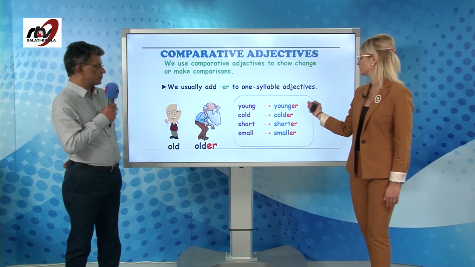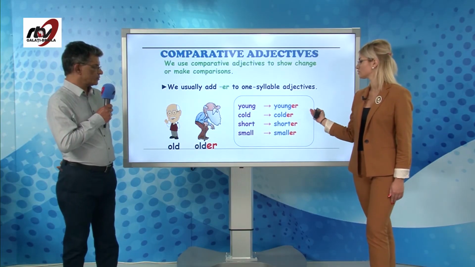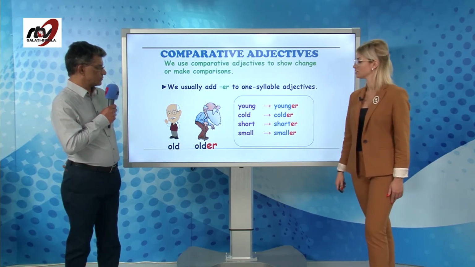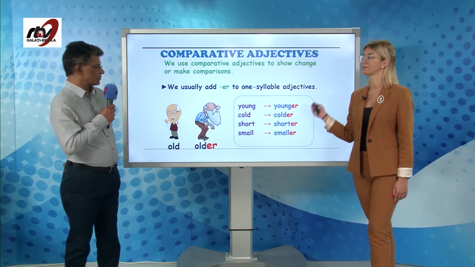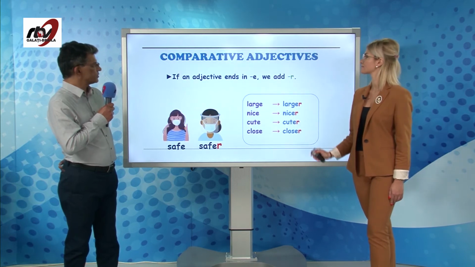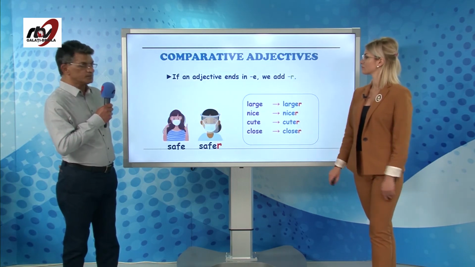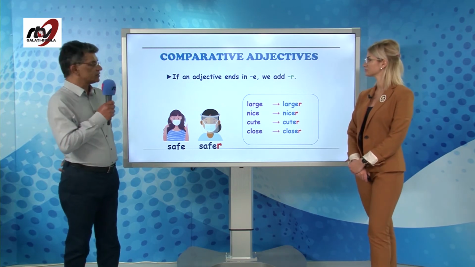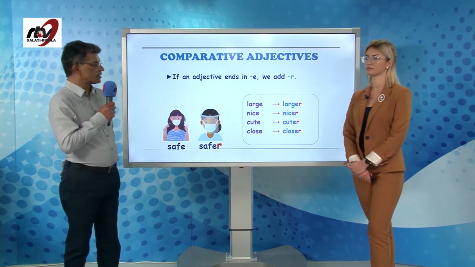As in young, younger, cold, colder, short, shorter, small, smaller, old, older. Just ER. But if the adjective ends in an E, then we only add an R.